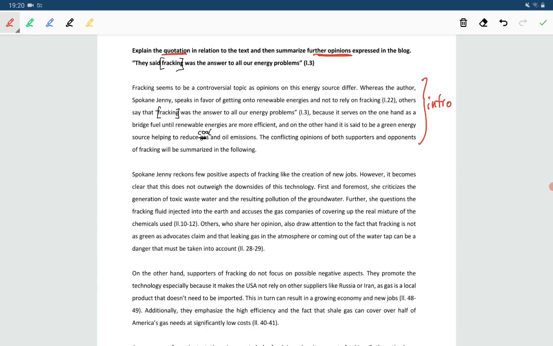Here, it makes perfect sense to talk about fracking being a controversial topic because there are different opinions, because you also have to talk about opinions, right? So this is a good way to start out. Whereas the author, Spokane Jenny, speaks in favor of getting onto renewable energies and not relying on fracking. Others say that fracking was the answer to all our energy problems. Here, the quote is given again.